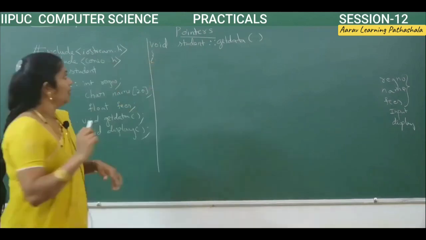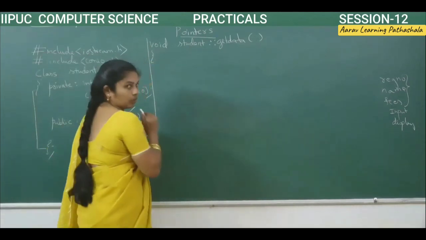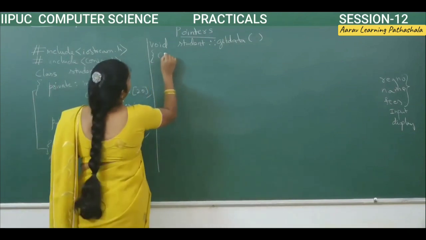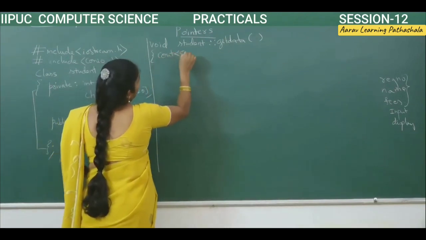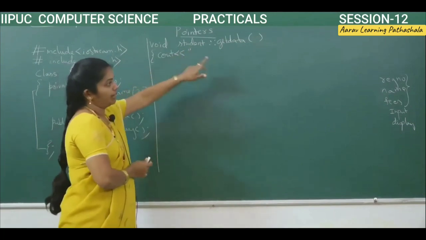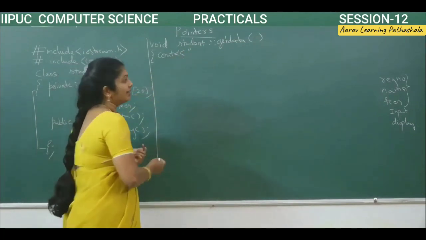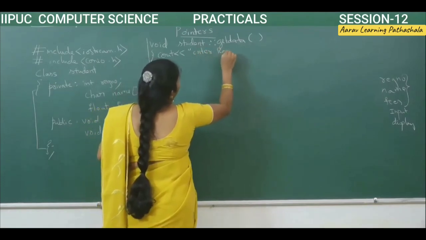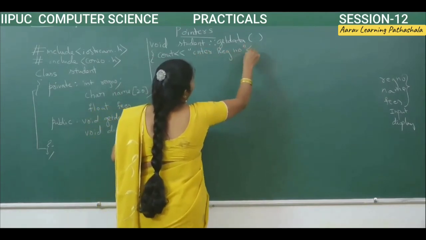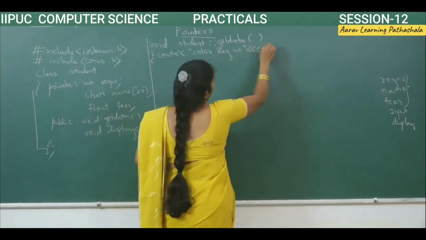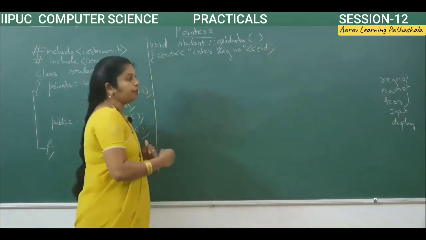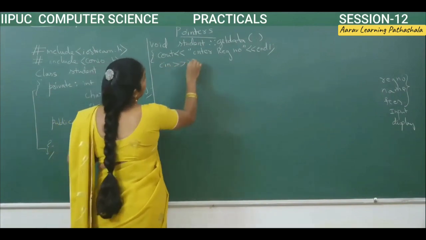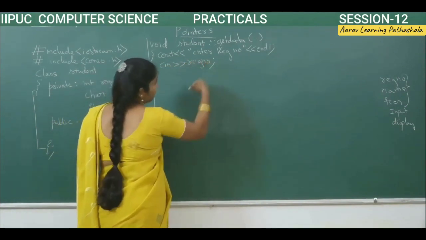Next, input all the values. What things do we have to perform? We have to input all the values. First, cout, insertion operator, and inside the double quotes write Enter register number. To move the cursor to the next line, use the endl function. Input that value with cin, extraction operator, register number.